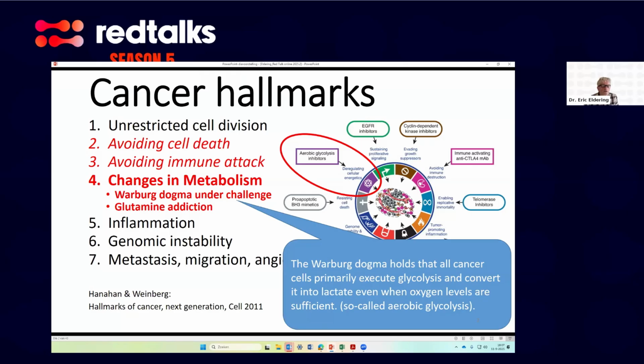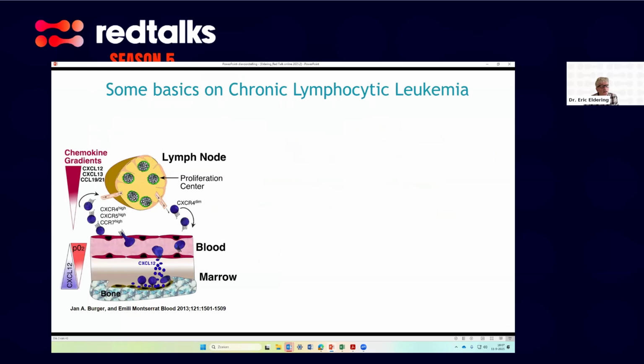So this dogma has been challenged since about, I would say, 15 years perhaps, that it does not hold for all cancers, and that actually a new phenomenon called glutamine addiction has also taken center stage in cancer metabolism. And we will also show data that this may also hold for CLL. But that will come later.